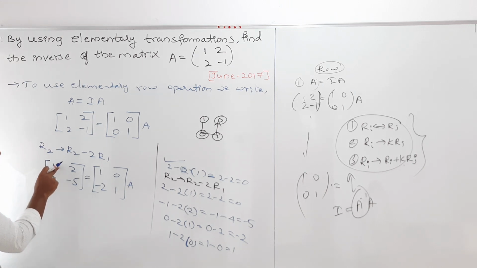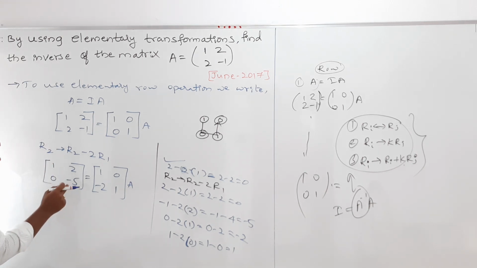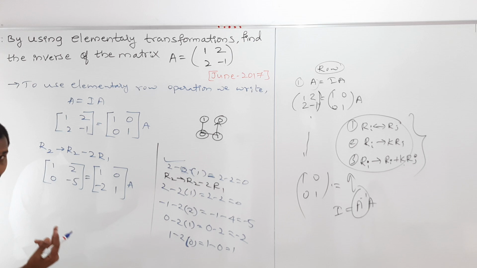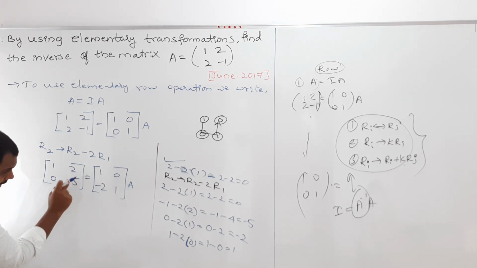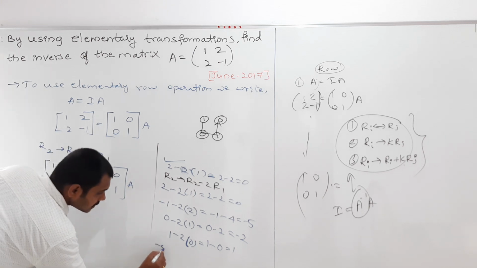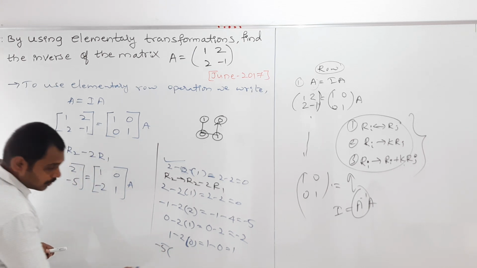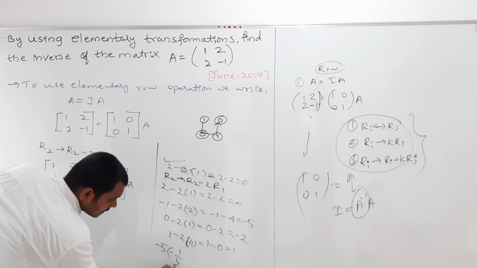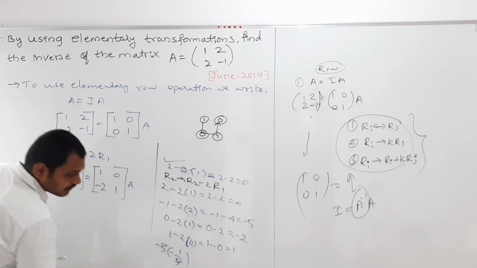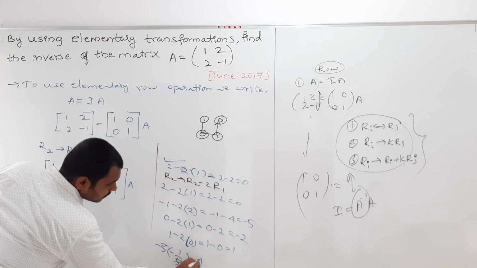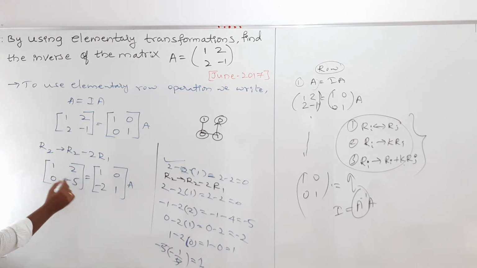Now this element became 1, this element became 0, and now this element must be 1, because I am converting the LHS part to the identity matrix. So this element must be 0 and this element must be 1. This element will become 1 if we multiply it: here it is already minus 5, and if I multiply this minus 5 with minus 1 by 5, my dear students, the 5 gets cancelled, minus times minus gives plus, and you will get 1. So my aim is to convert this element to 1.